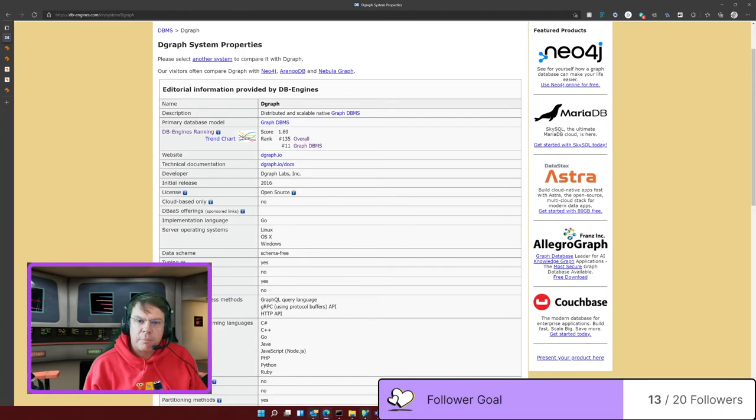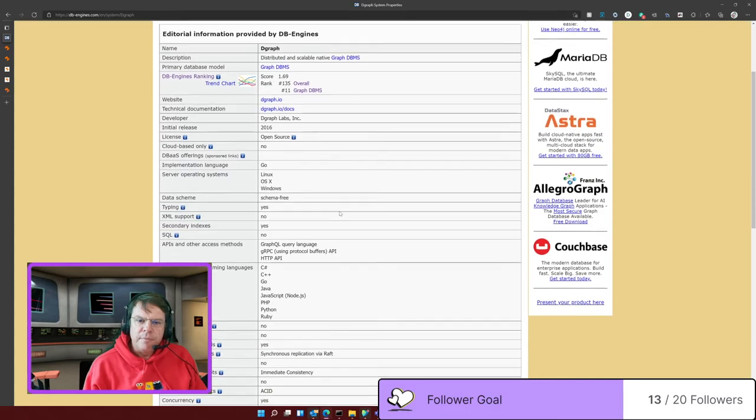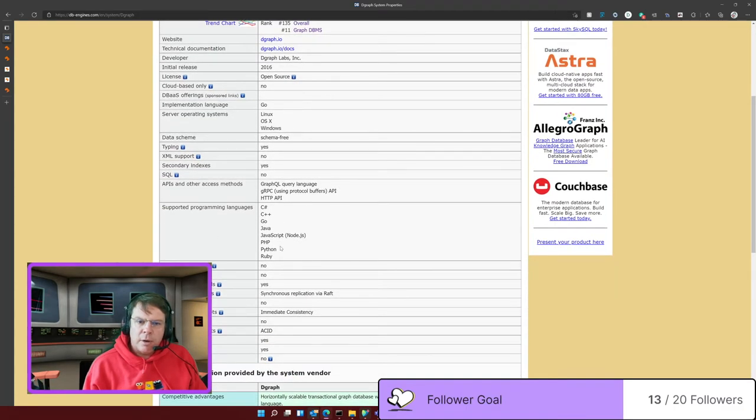Dgraph, again, pretty new. I've heard some buzz about Dgraph. It is open source, with a number of supported languages. So GraphQL, HTTP, gRPC. This, I don't love. We should probably have a whole talk about GraphQL. Long story short right now, GraphQL is definitely useful. It is not natively a graph query language, though. It is something else. You can kind of massage it into that, but it certainly wouldn't be my go-to.